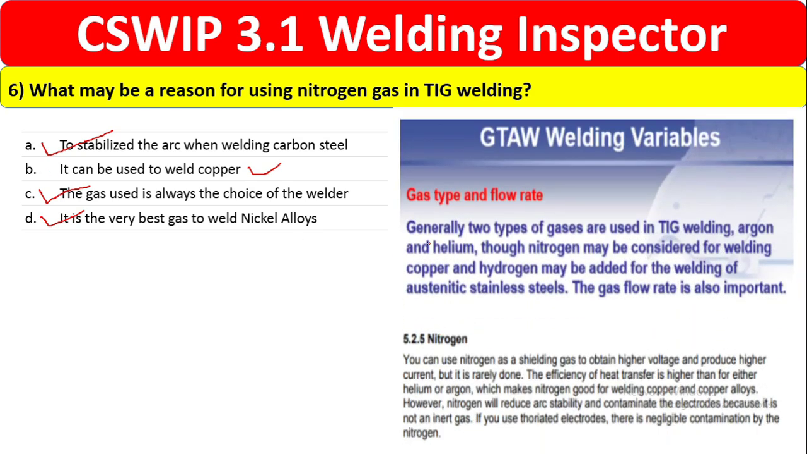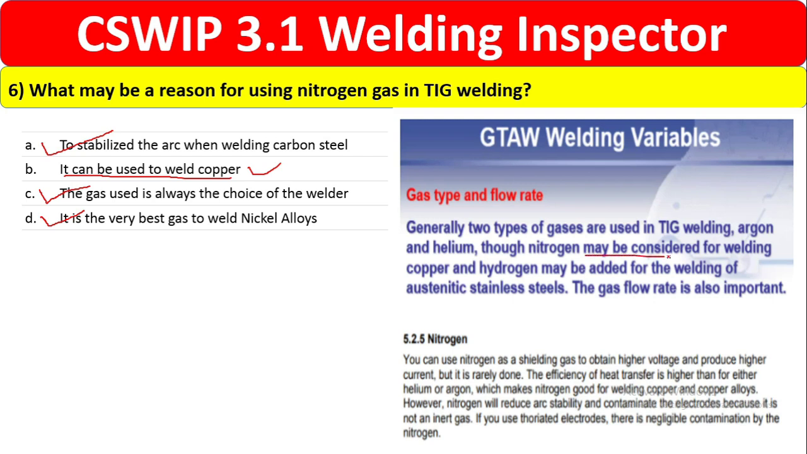Let's see. Gas type and flow rate. Generally, two types of gases are used in TIG welding. One is argon, another is helium. So nitrogen may be considered for welding copper. So you understand? Nitrogen you are using to weld copper.